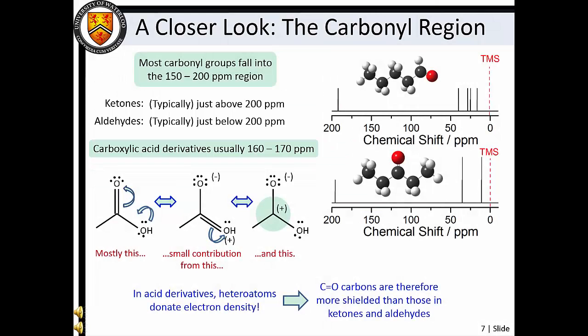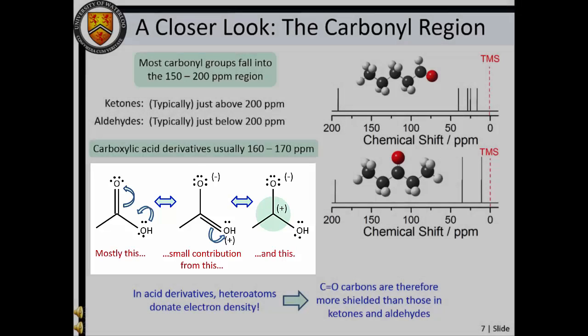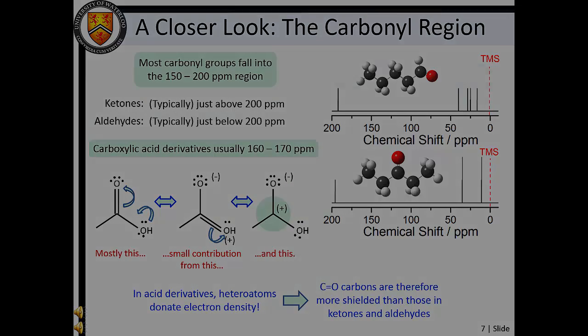This apparent de-shielding can be explained in terms of the resonance structures of the carbonyl group. The resonance contribution from the charge-separated species shows the extent to which electron density is drawn away from the carbon atom in the carbonyl group. In carboxylic acid derivatives, the heteroatom can donate some electron density back to the carbonyl carbon, thus shielding it slightly compared to the analogous ketone and aldehyde carbons.